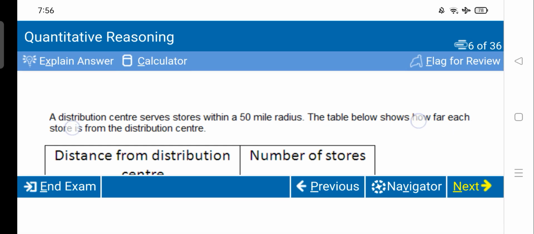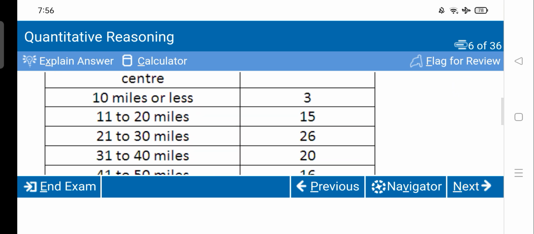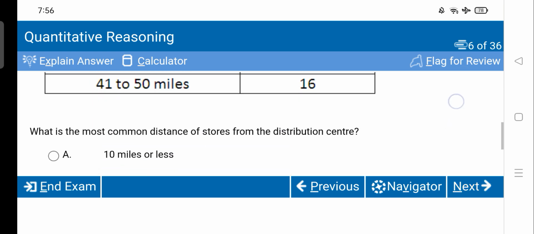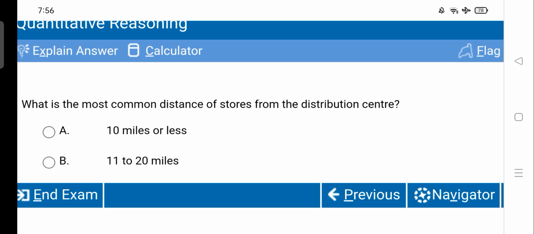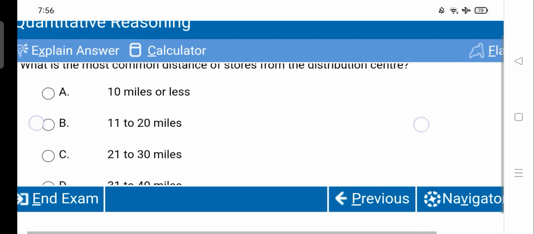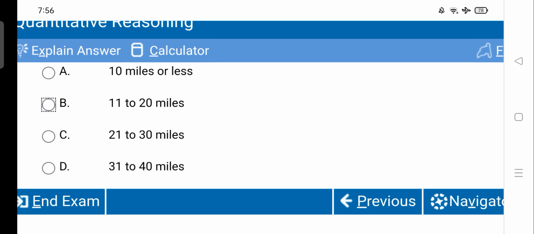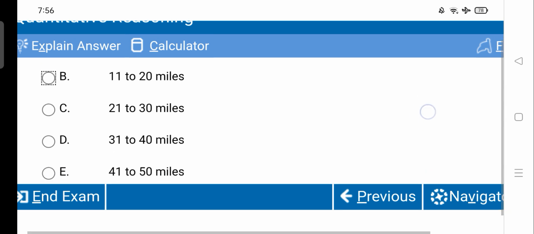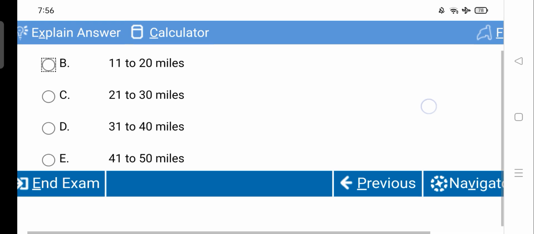Next, using the same information, we have a question that says, what is the most common distance of stores from the distribution center? Option A, 10 miles or less. Option B, 11 to 20 miles. Option C, 21 to 30 miles. Option D, 31 to 40 miles. Option E, 41 to 50 miles.